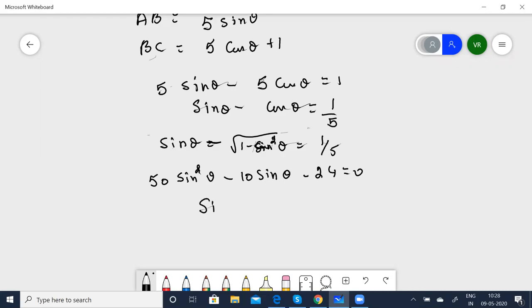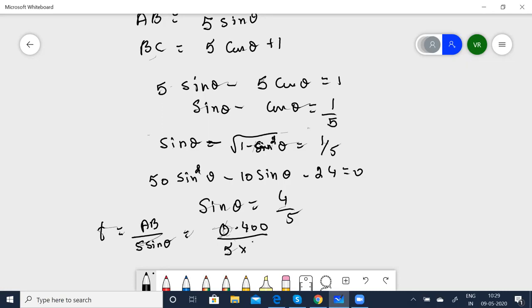Then you can see that sin theta is equal to 4 by 5. So what is the time now? T is equal to AB by 5 sin theta, which, since it is 400 meters, we convert to kilometers: 0.4 divided by 5 into 4 by 5, which gives you 1 by 10 hour. Now converting it to minutes, 1 by 10 times 60 gives you 6 minutes.